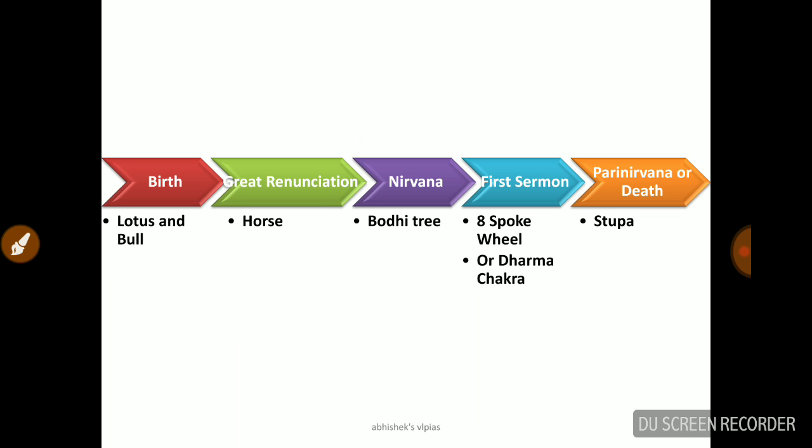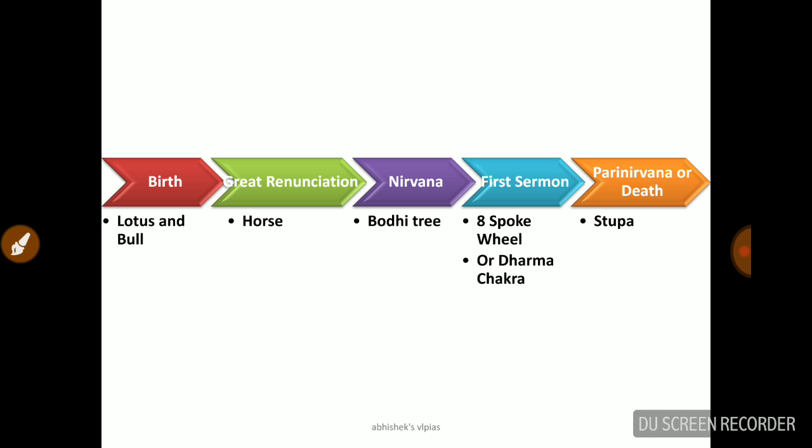Next we will talk about the important facts connected with Buddha's life. Definitely birth. There are 5 events connected with the Buddha and his life, and we use some symbols for representing these 5 important events. The first important event is birth, and the symbol connected with the birth of Buddha is lotus and bull.